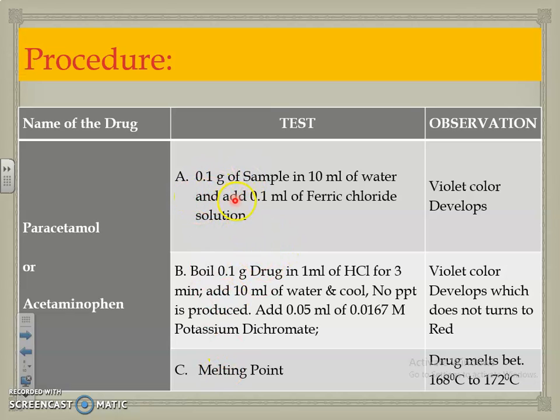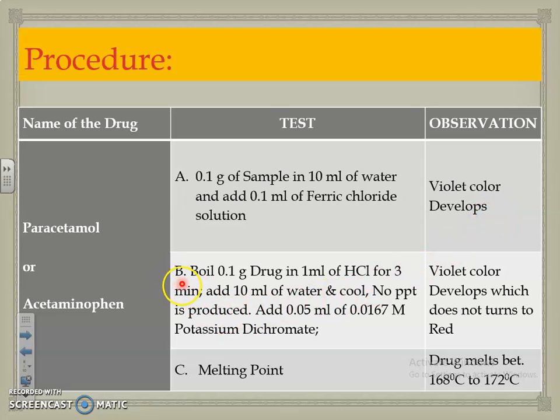In test A, we take 0.1 gram of the paracetamol sample, dissolve it in 10 ml of water, and add 0.1 ml of ferric chloride solution. We observe whether a violet color forms. If a violet color develops, it complies with IP and passes the test, which means the given sample is paracetamol.